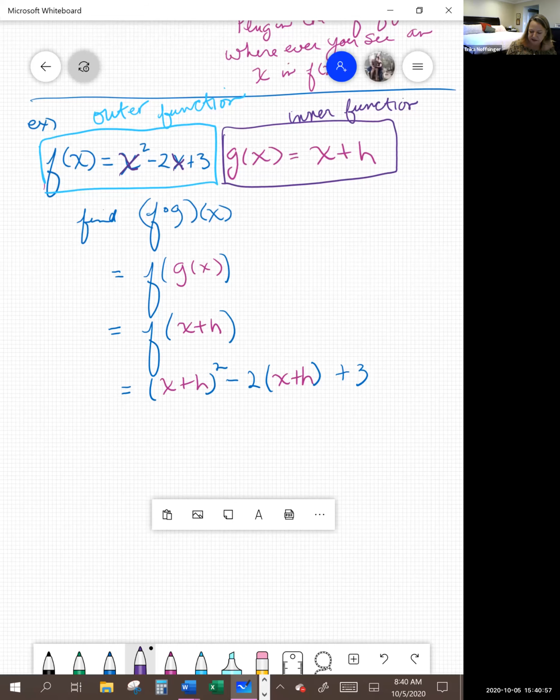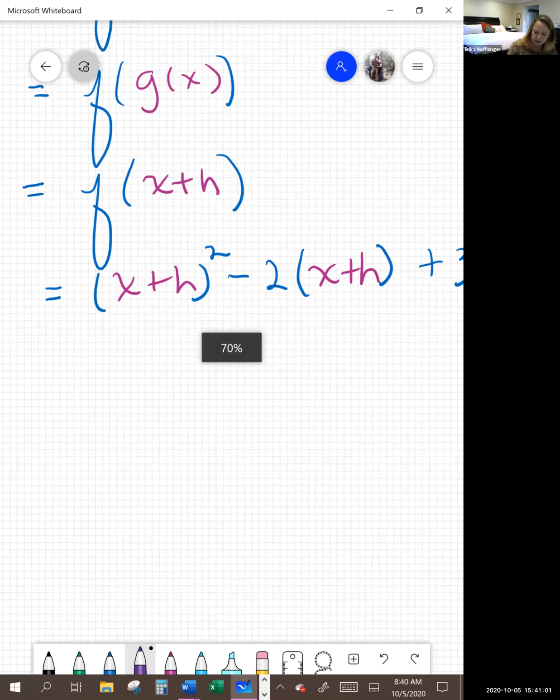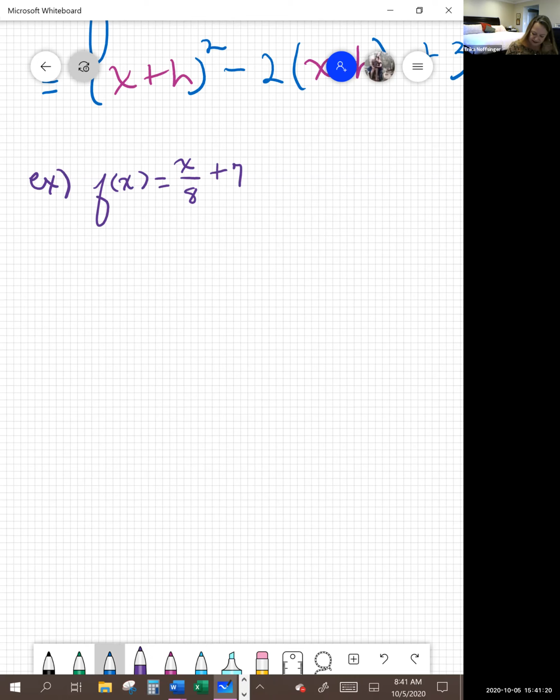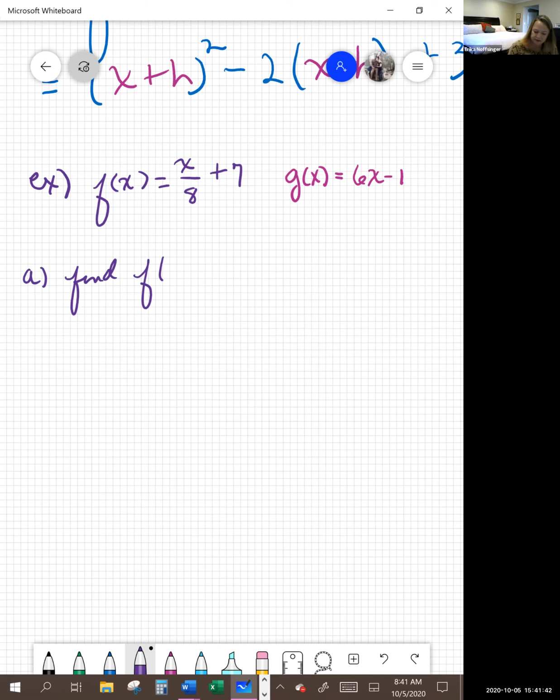I'm going to blow this up a little bit so I can have thicker pens. So given that f of x, let's say, is equal to x over 8 plus 7, and g of x is equal to 6x minus 1. So find f of g of x.